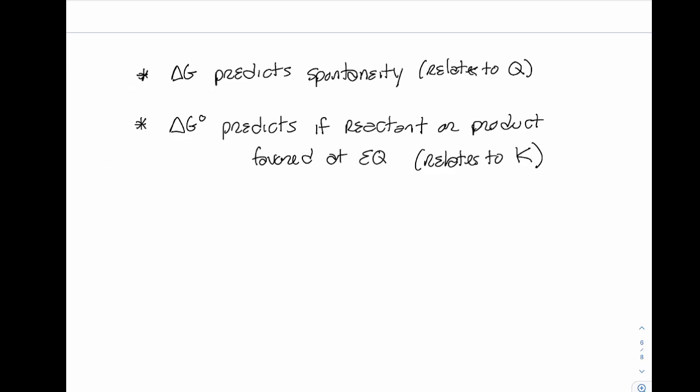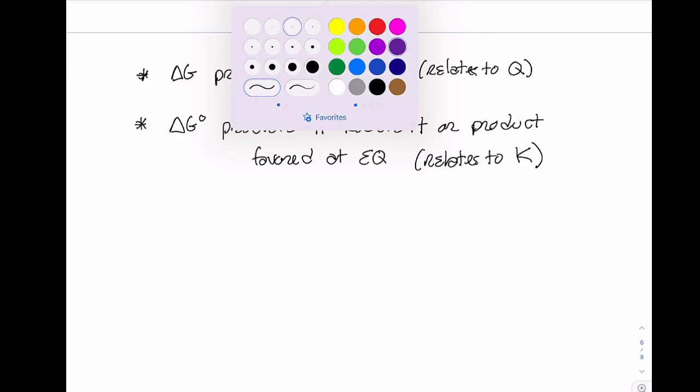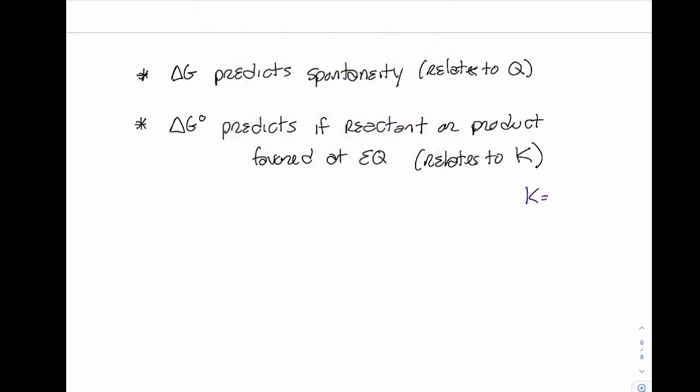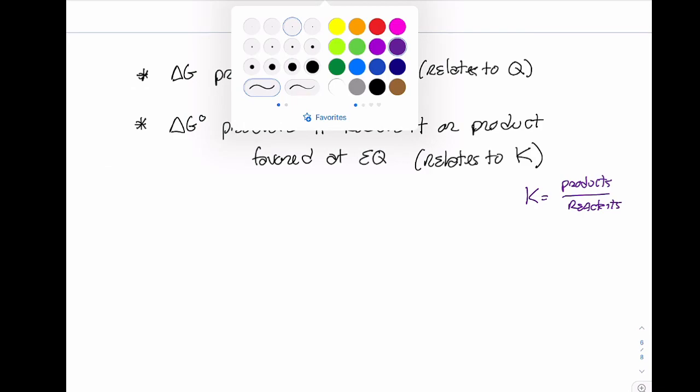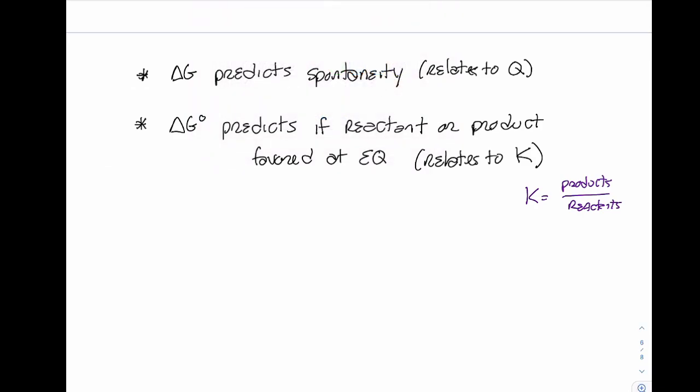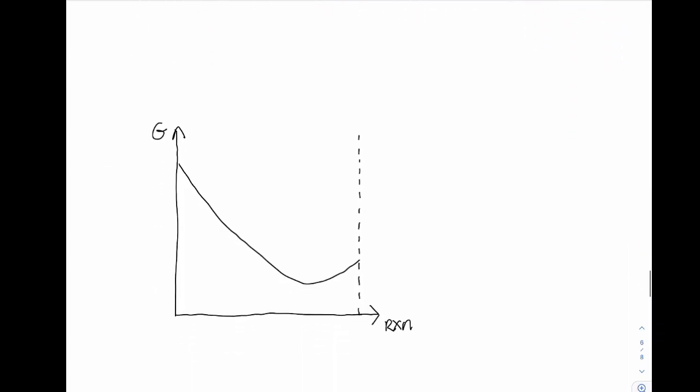Again, remember K, if we think back to our equilibrium constants, that is going to be our concentrations or partial pressures of products over reactants. So if it's greater than 1, I am going to be product favored. If it's less than 1, I am going to be reactant favored. And we're going to do this graphically. I did start to sketch a graph here.